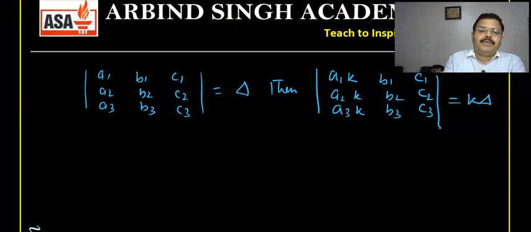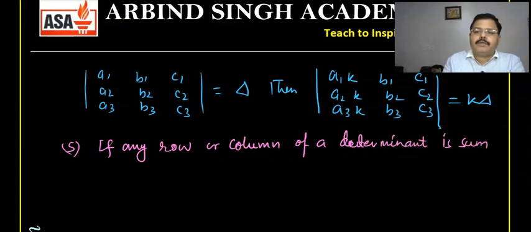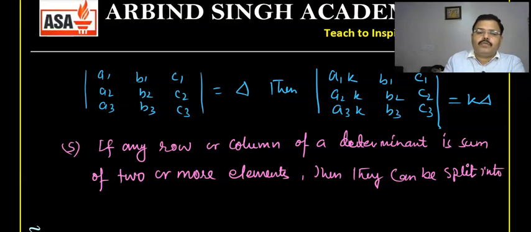Now, property number 5. If any row or column of a determinant is the sum of two or more elements, then it can be split into two or more determinants as their sum.